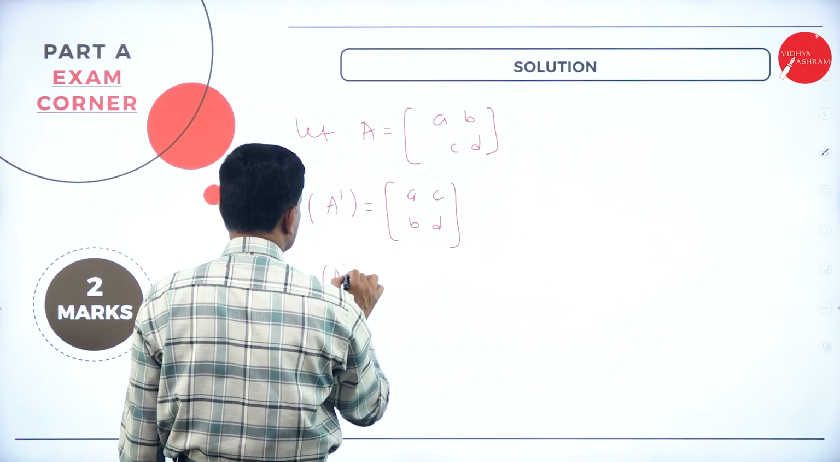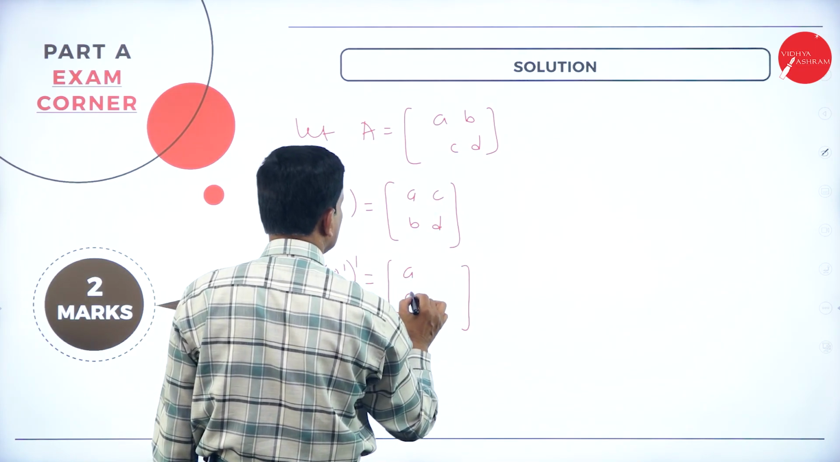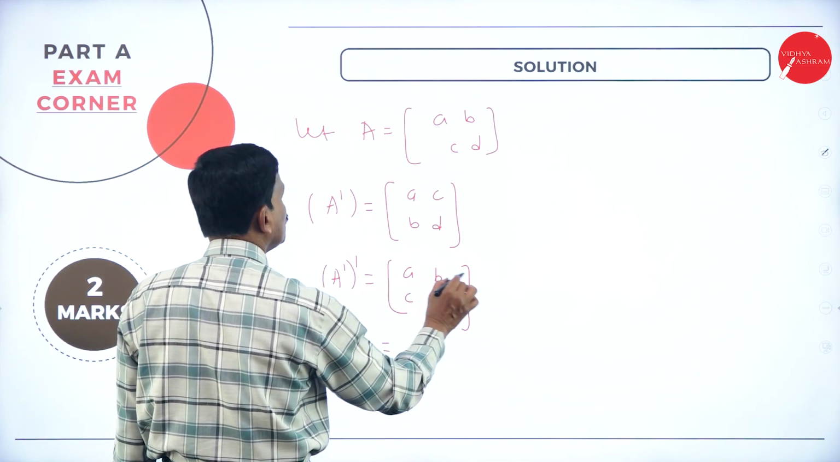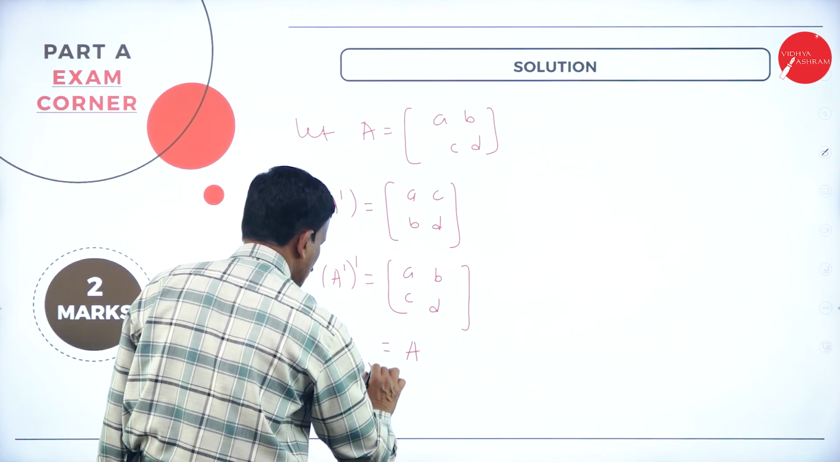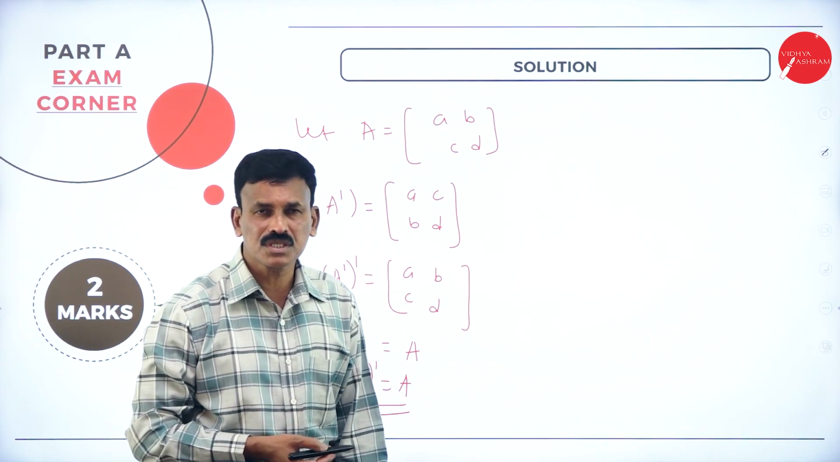Again transpose this. (A dash) whole dash is equal to the transpose of this, so A, C and B, D. What is this equal to? A, B, C, D, this is nothing but the same. So, therefore, you can write (A dash) whole dash is equal to A. Transpose of a transpose of a matrix is equal to the same matrix.